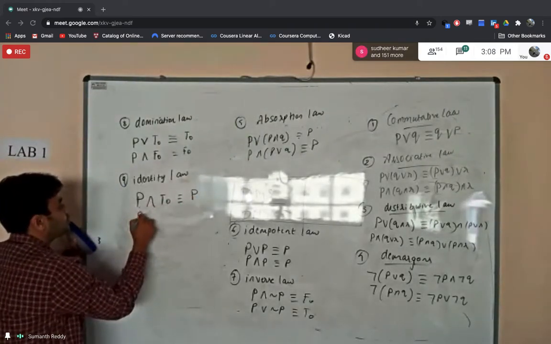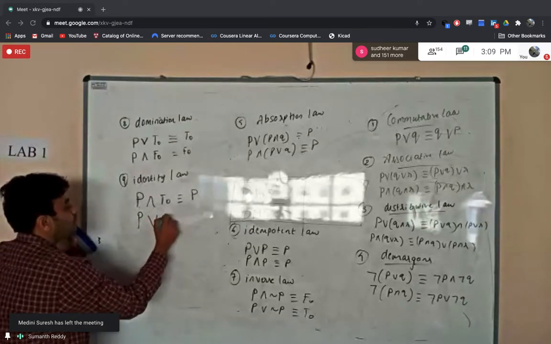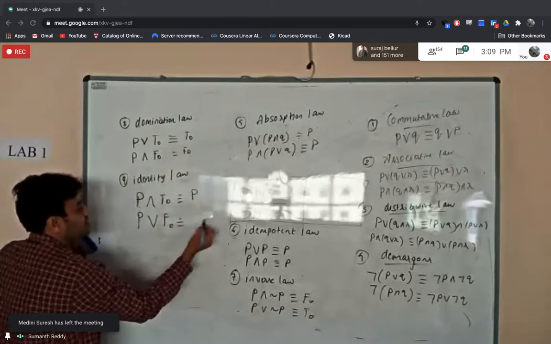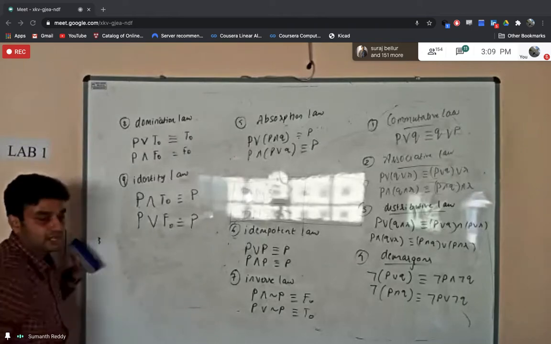Similarly, if I have a proposition P and I perform the OR operation with a contradiction, you can check with the truth table, you will get back P only, right?